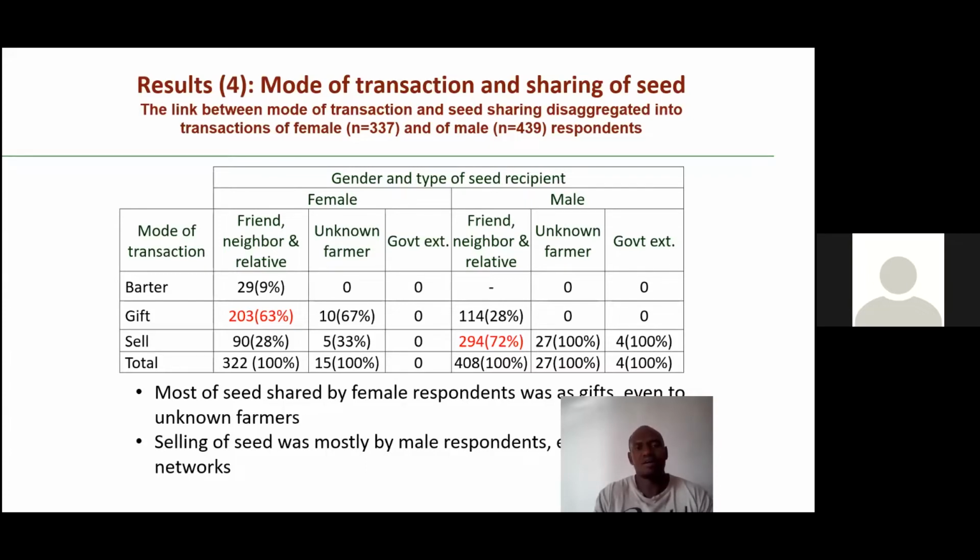But you see, for male farmers it was the other way around, whereby 72% of transactions, even to close relations, that is friends, neighbors, and relatives, was cash-based. Whereas to unknown people, it was 100% cash-based. So there was more selling of seed among male respondents.